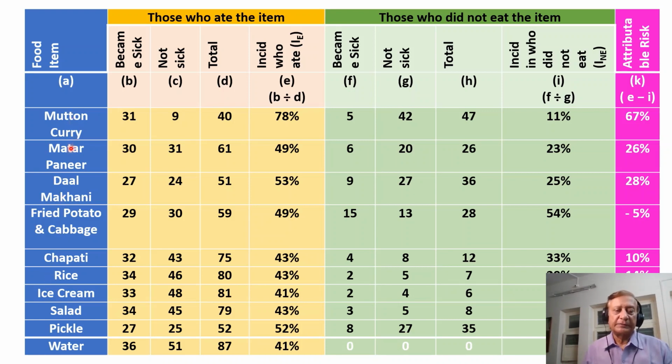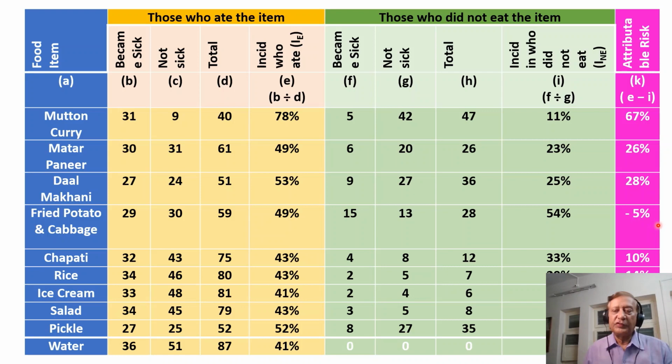Similarly, it has been calculated for each and every item which was served during that meal, whether it was eaten or not. So like we see for Matar Paneer, a total of 61 of the boys said we ate Matar Paneer, 30 fell sick, so the attack rate was 49%. 26 of them said we did not eat Matar Paneer, 6 of them fell sick, and the attack rate was 23%, and therefore the attributable risk was 49% minus 23%, and that comes to 26%. So accordingly, this table is completed for each and every item from the data set, and then the attributable risk for each and every item is calculated.